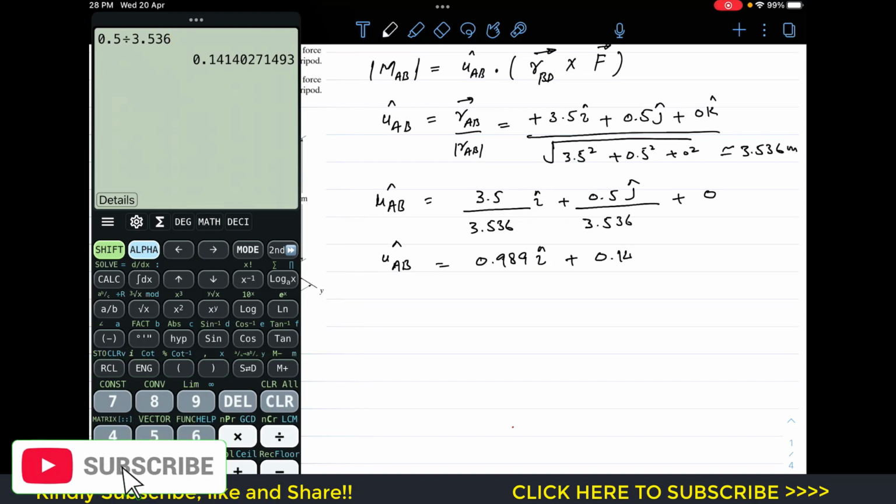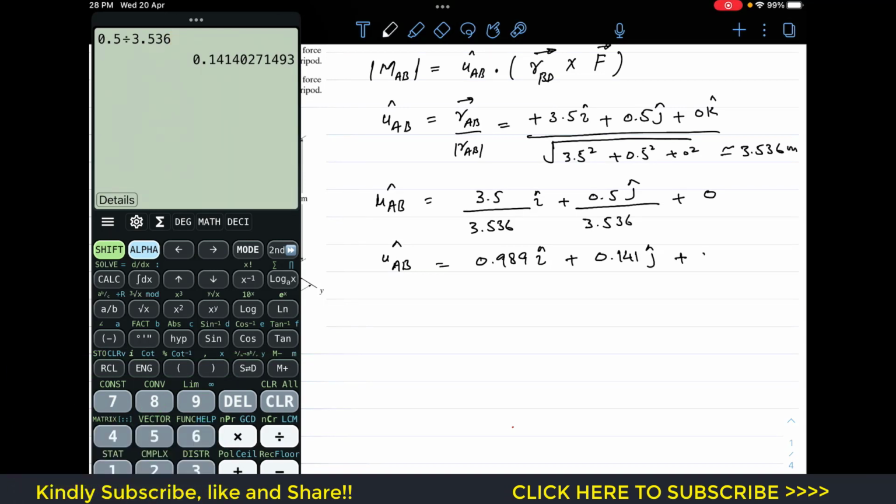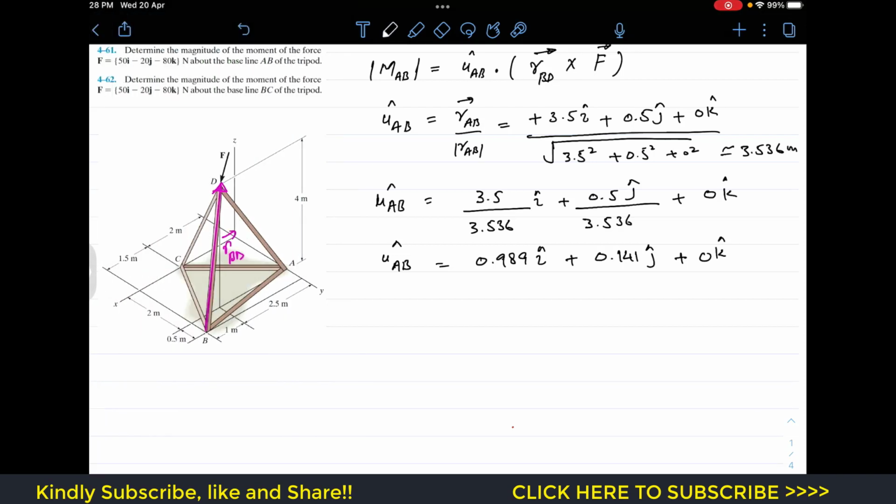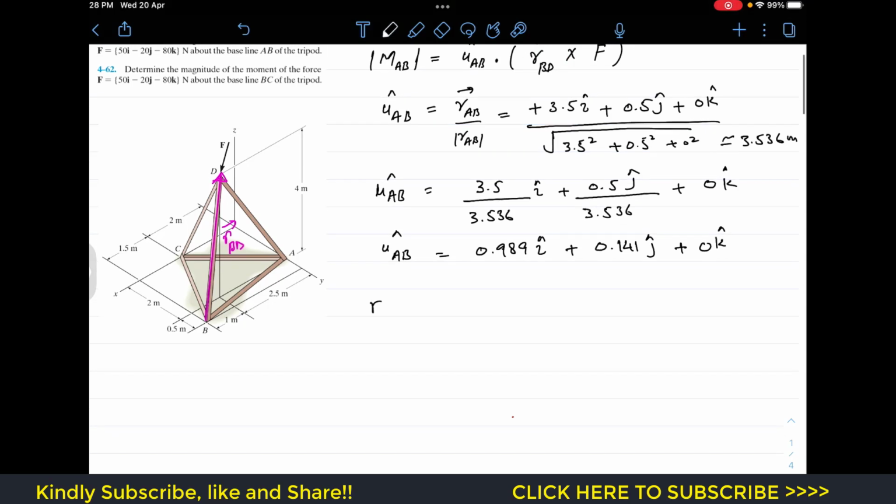This is plus 0.141 j plus 0k. So this is the unit vector along that AB line about which we want to find the moment. And now we have to find, in this equation, the position vector from B to D. To find the position vector from B to D, we need to travel from B along the x, y, and z axis to reach that point D.